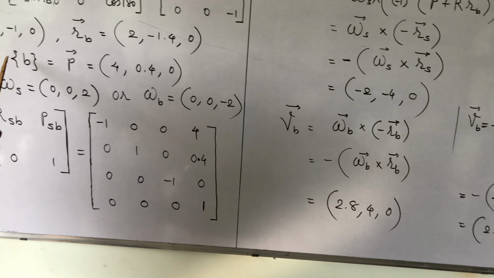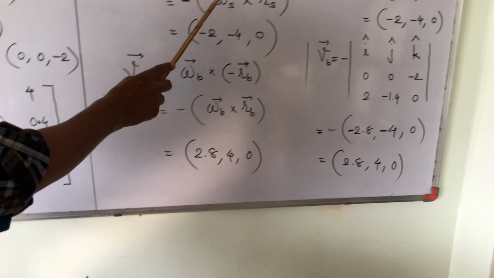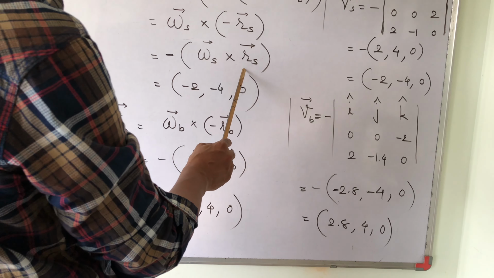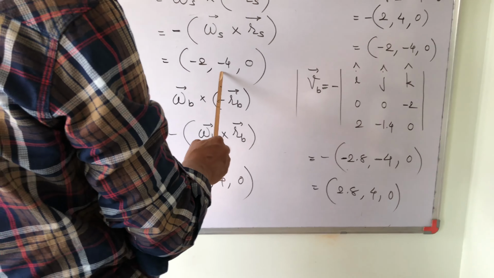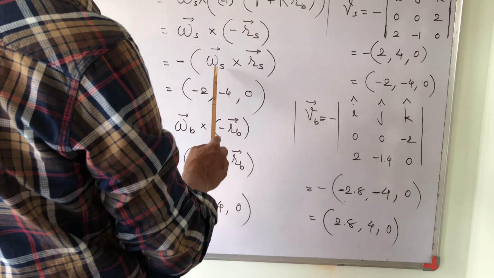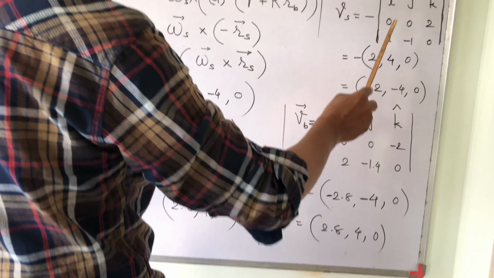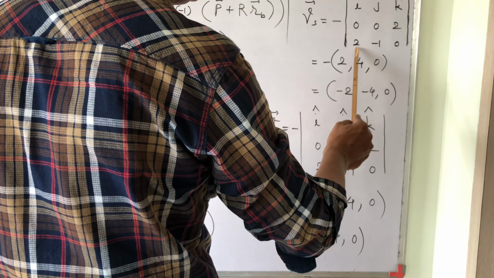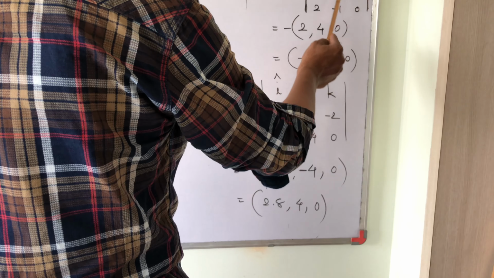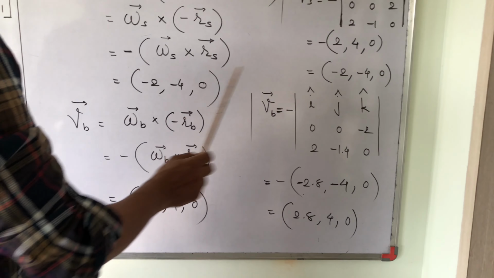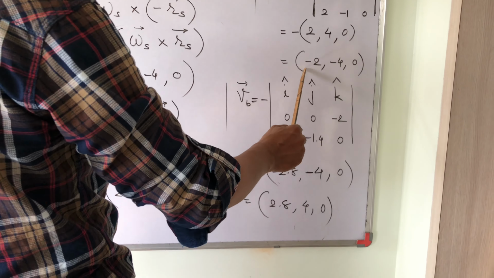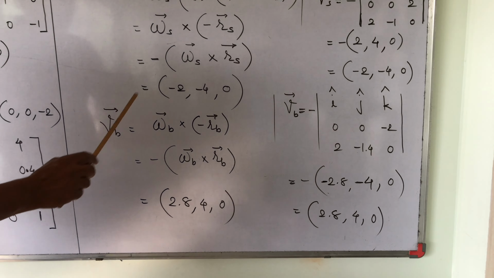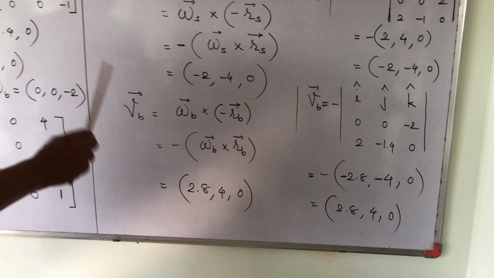And what is RS? RS is this 2, minus 1, 0. So if we multiply cross product here, we get minus 2, minus 4, 0. This is omega S cross RS. So omega S, this one 0, 0, 2, and RS is 2, minus 1, 0. So cross product of these, but with minus sign is there. So minus into bracket 2, 4, 0. So minus 2, minus 4, 0. It is the velocity of the body's origin in S frame.